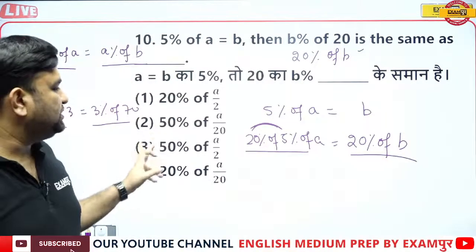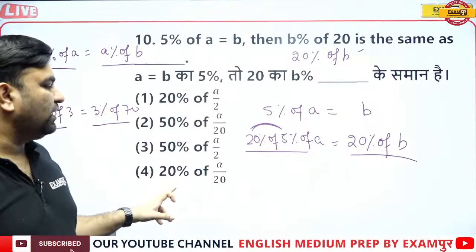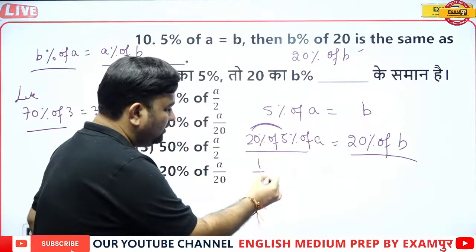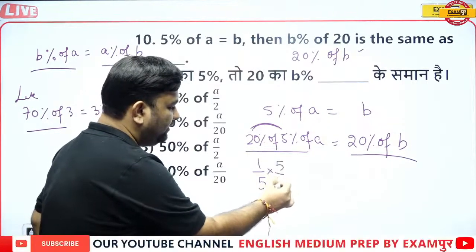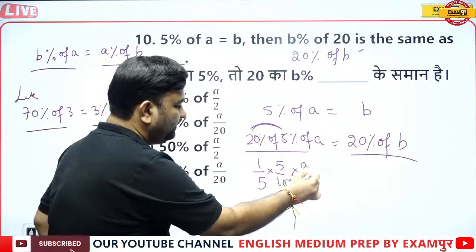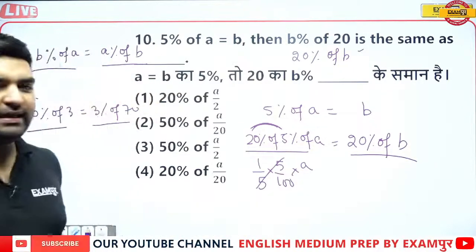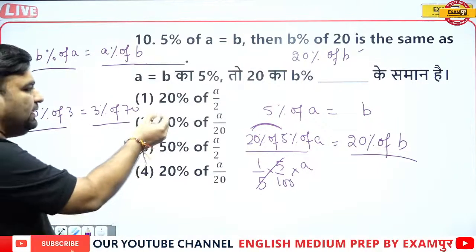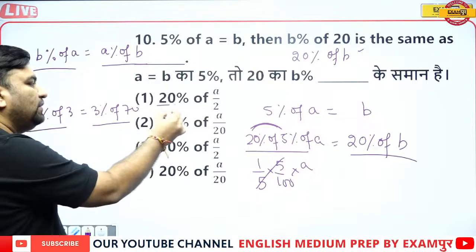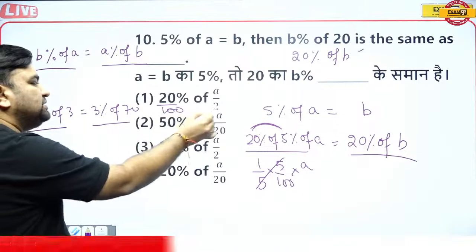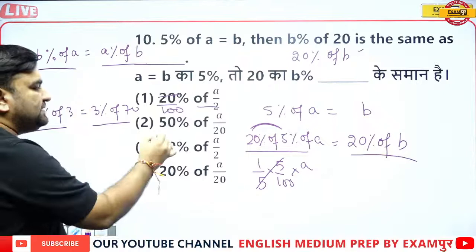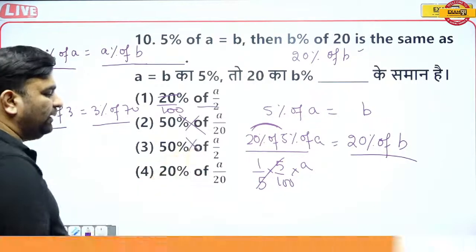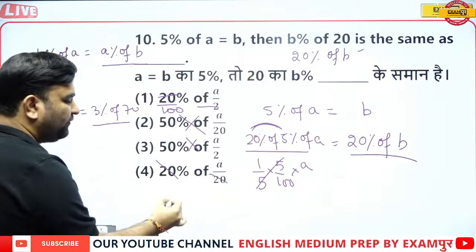Now, look at the options. What are the options you are looking for? 20% is 1 by 5. 5% is 5 by 100 of A. So basically the answer is A upon 100. Is A upon 100 possible from here? Yes.